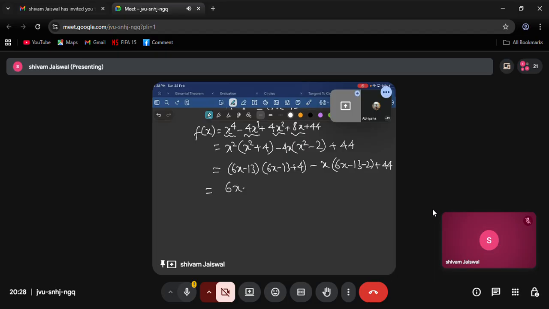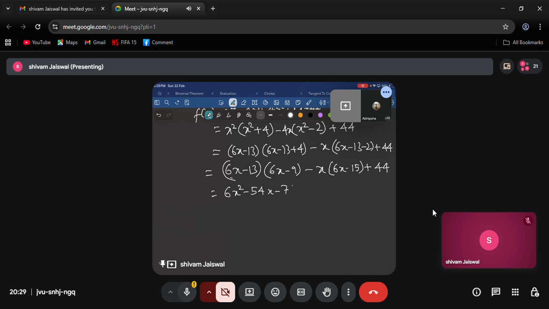So 6x minus 13 into 6x minus 9 minus x into 6x minus 15 plus 44. Then this will become 6x into 6x, 6x square, minus 54x, minus 52x, minus 72x, plus 13 into 9 is 117, minus 6x square, and over here, 6x into 6x is 36x square, plus 15x plus 44.